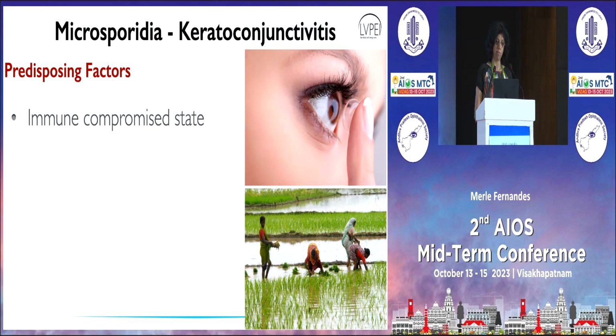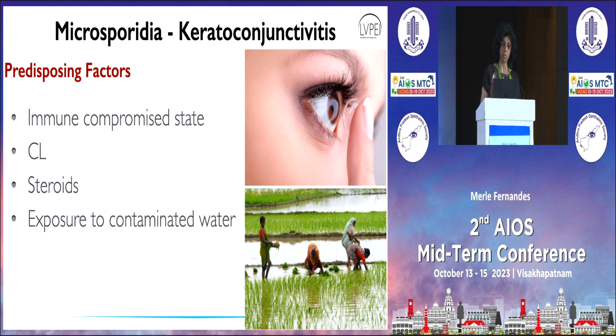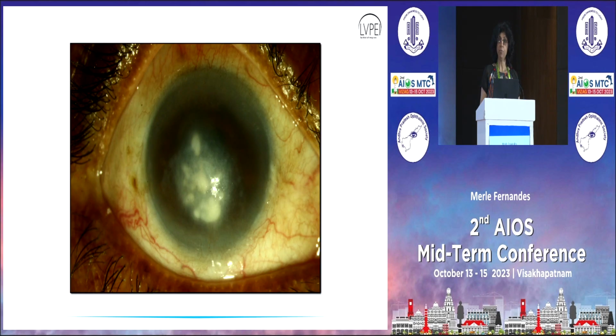But the predisposing factors: it used to be a bilateral disease in immunocompromised individuals, but we're seeing a lot of unilateral cases in the monsoons. It can happen with contact lens wearers, with prior topical steroids, or exposure to contaminated water. The other form of the same disease, when it affects the stroma, is a mid-stromal infiltrate which has a granular appearance, and if you make a slit and use higher magnification, you can actually visualize the granularity.